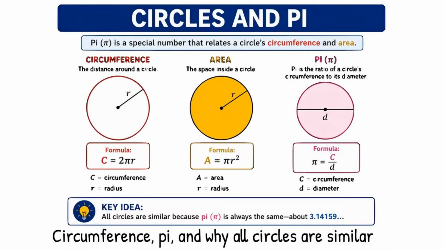The circumference is the distance around the circle, and its formula is C equals 2 pi r, or C equals pi d. This is where pi, the famous number 3.14159, appears. Pi is the same for every circle, no matter how big or small it is, because all circles are similar. That means their shapes are identical in proportion, even if their sizes differ.